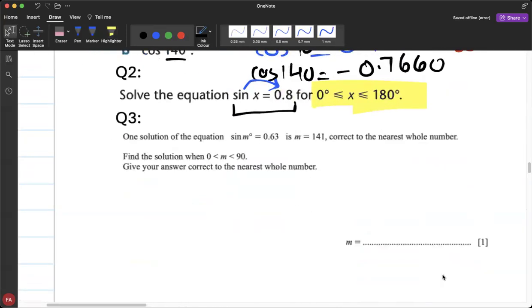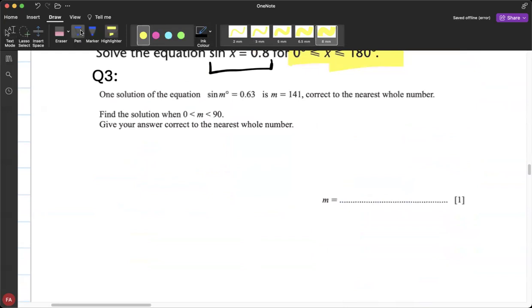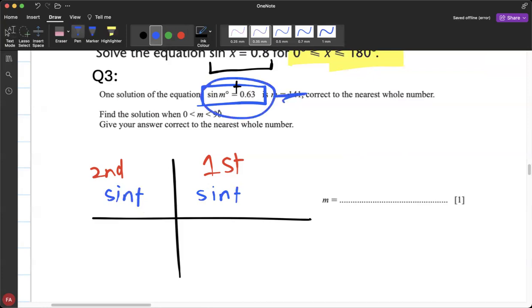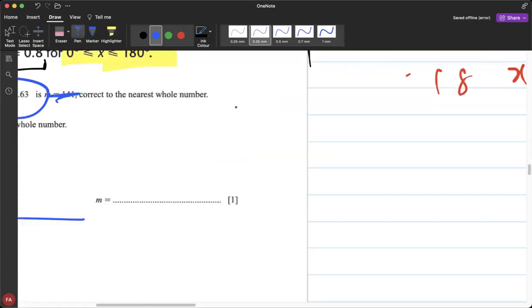In a very similar way, let's take a look at question number 3. For question number 3, it says sine of m is equal to 0.63. Now again, is this positive 0.63 or is it negative? I'm sure all of you probably said it's positive, right? Where is sine value positive? We said it's positive in the first quadrant and the second quadrant. We know this is where sine value is positive. So I'm very sure, without even reading the question further, that this has to be in the first quadrant or the second quadrant.